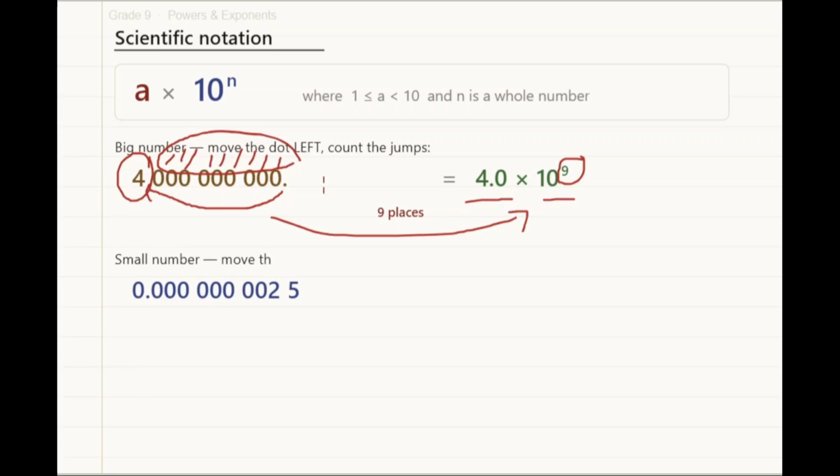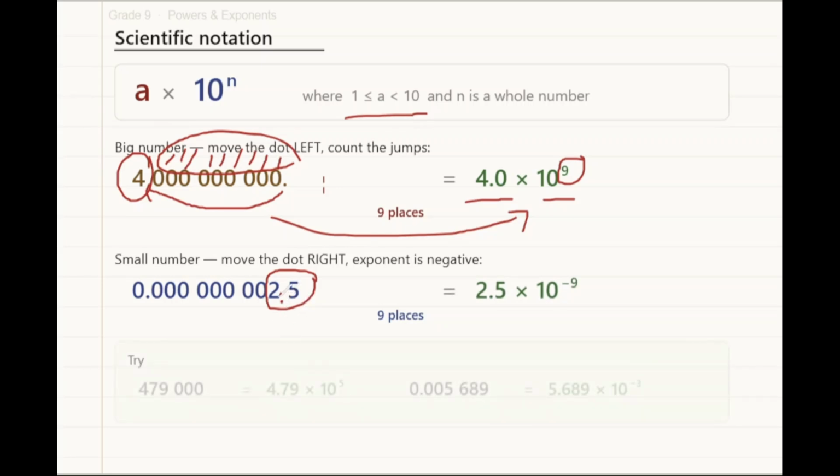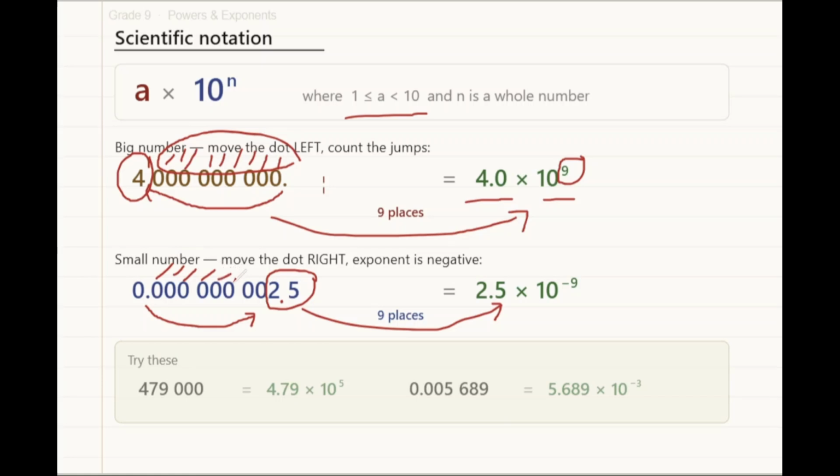Now let's look at another number. Here the number is 25. Now we cannot write 25.0 because the number has to be between 1 and 10. So we can bring the decimal point between 2 and 5, so it becomes 2.5, right? And how many digits are we moving this decimal? Let's see. 1, 2, 3, 4, 5, 6, 7, 8, 9. Again, we are moving this decimal by 9 digits. So the power becomes 9.